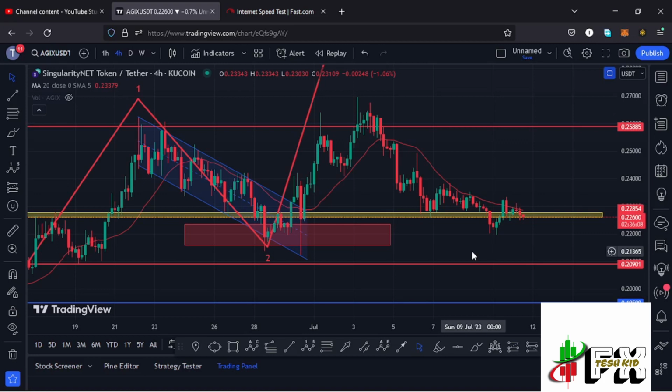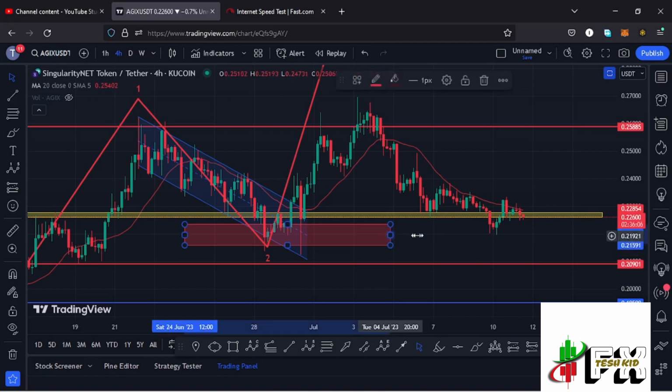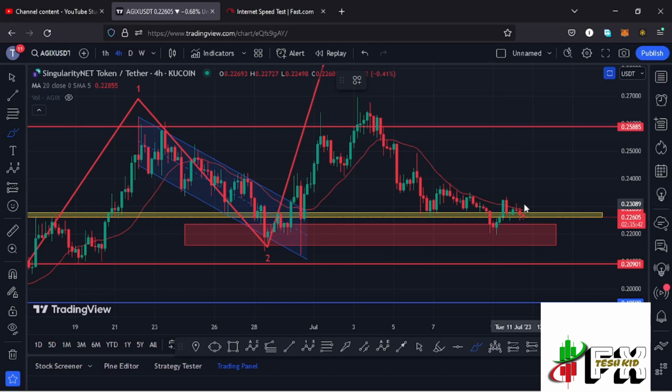And Agix is still in a corrective structure in the formation of this larger Elliott count 2, whose minimum target areas I have highlighted here on the charts using this red target area. And at the time of this recording, we are seeing a bit of a reaction to this target area, and we are trying to break above resistance at around the $0.2275 mark.